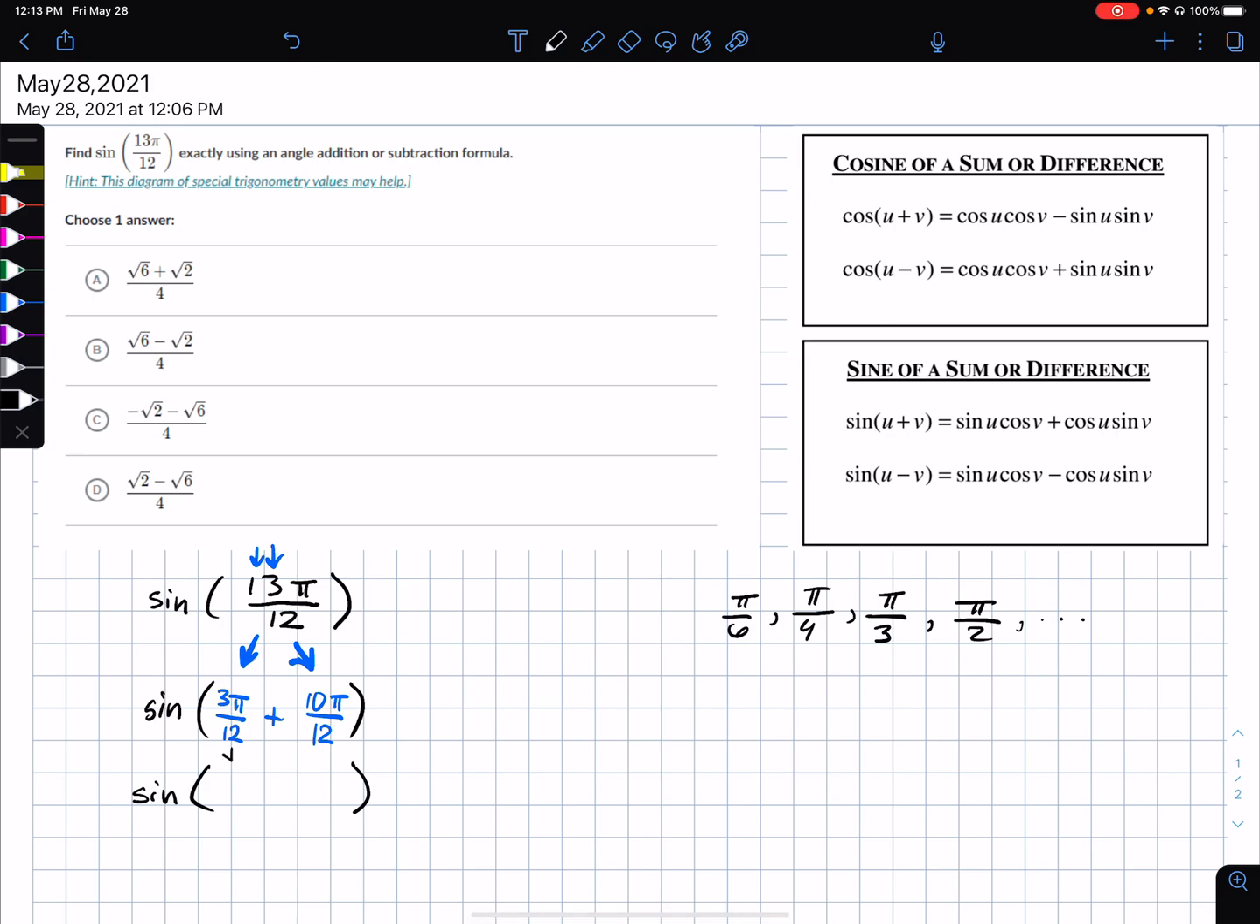So 3 pi twelfths does turn into pi quarters, which is great. That's one of our values. And 10 pi twelfths turns into 5 pi sixths. That's a reduction there. So now, since we are dealing with a sine of a sum, we're going to go over to our identities here that I've got pulled up and use this identity. So pop that into place here.